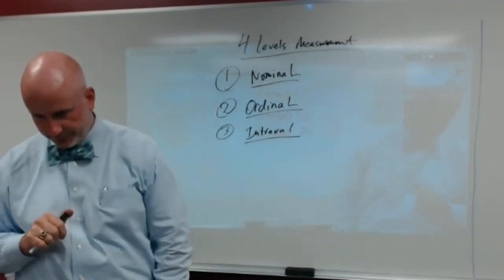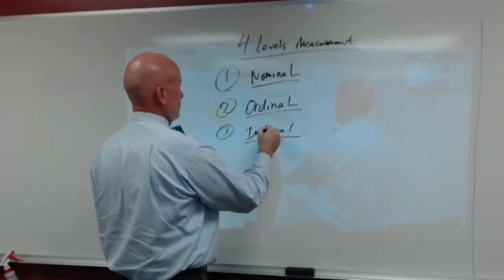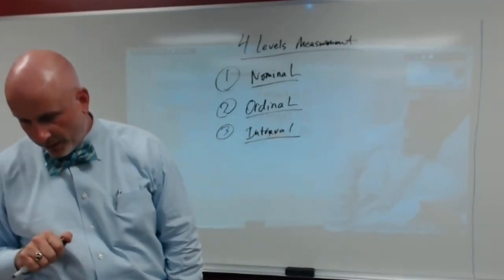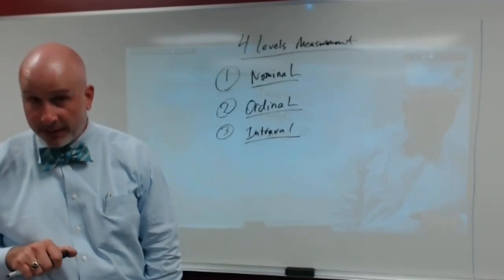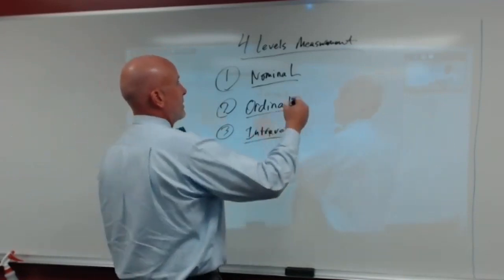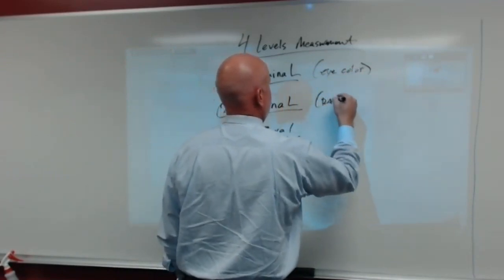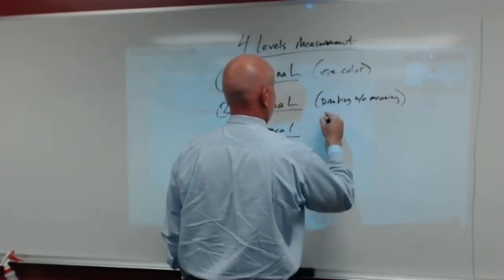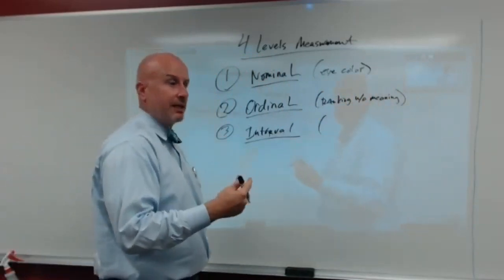Interval. Interval level is similar to ordinal, but with the additional property that meaningful amounts of differences between data values can be determined. So we'll summarize this real quick. Eye color, we said, was an example of ranking without meaning. With intervals, it's arranged in an order, and the order does have meaning to us.